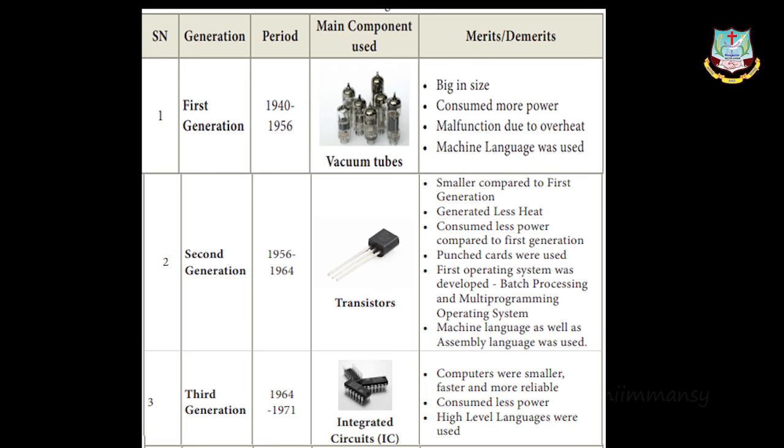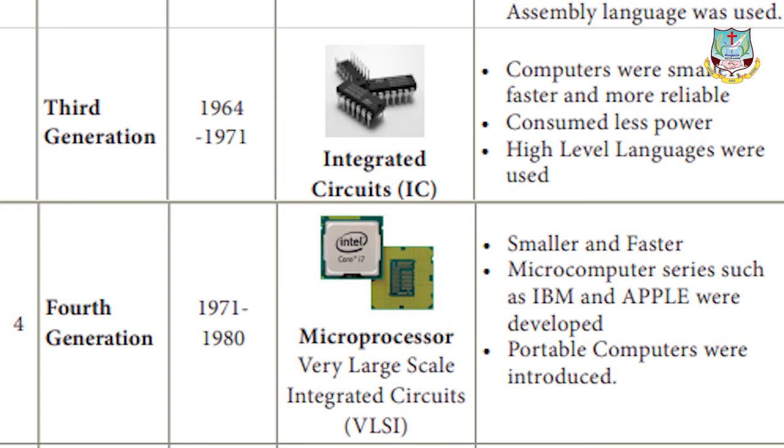So this third generation, from 1964 to 1971, used computers like the IBM 360 series and Honeywell 6000 series also. And then after 1971 till 1980, fourth generation computers were used.